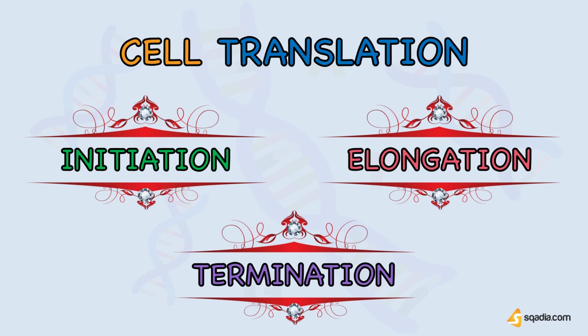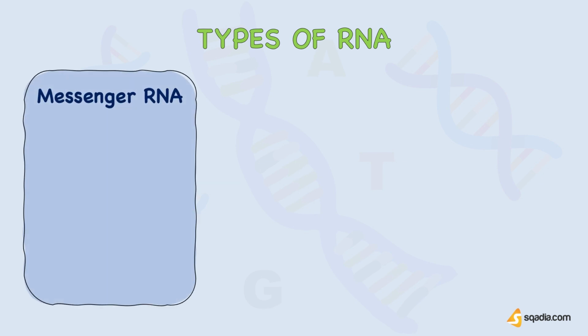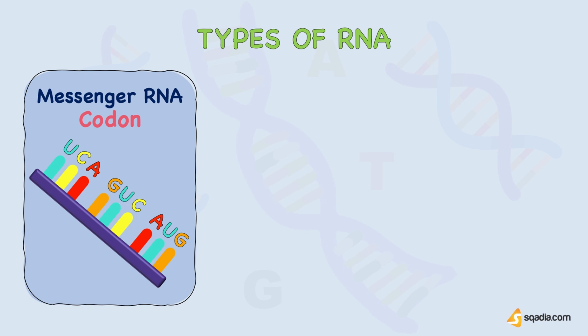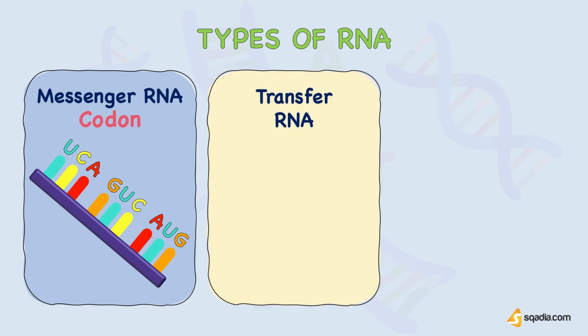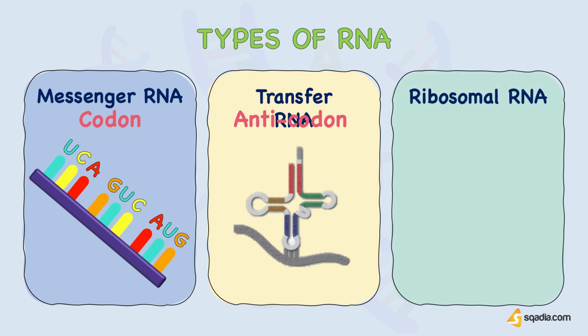In our last video, we talked about 3 types of RNA. Messenger RNA, which is also known as codon. Then we have transfer RNA, which is anticodon. And lastly, ribosomal RNA is mainly present in ribosomes.